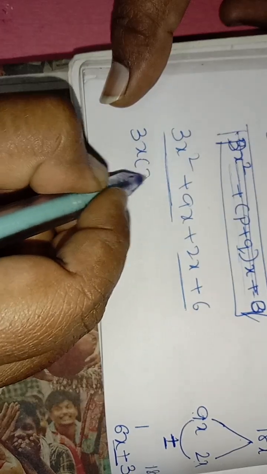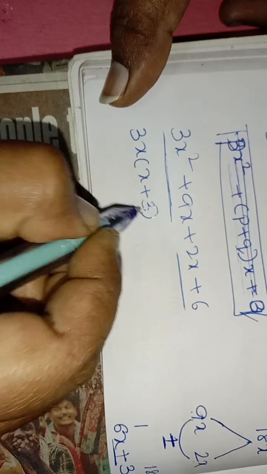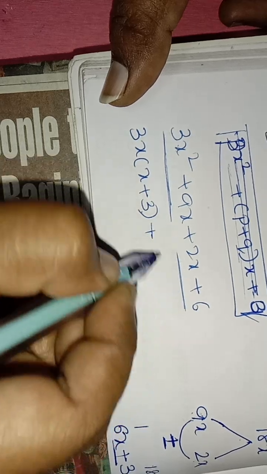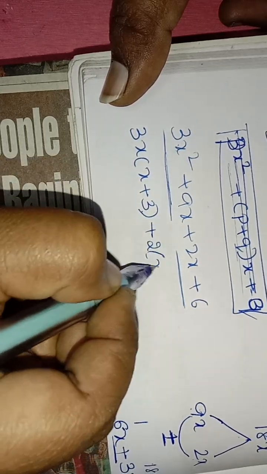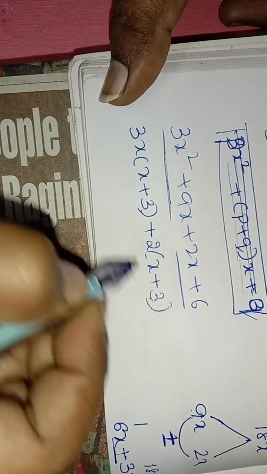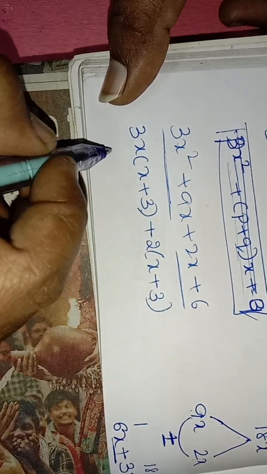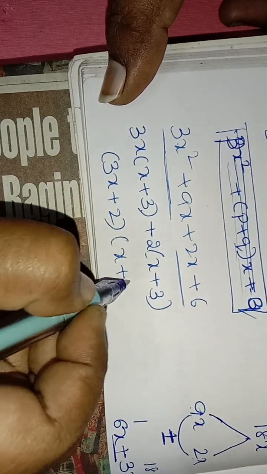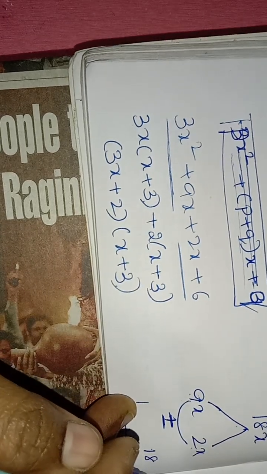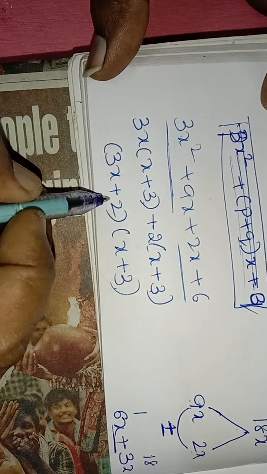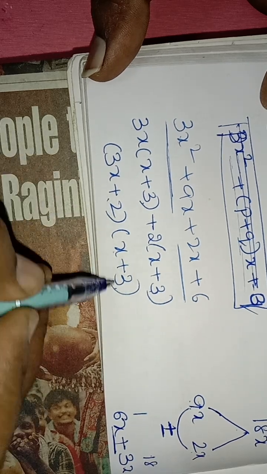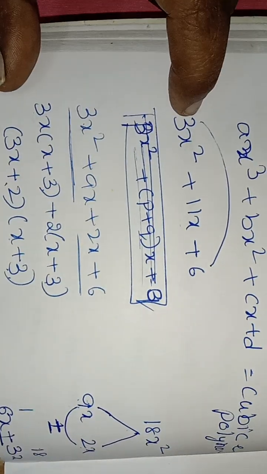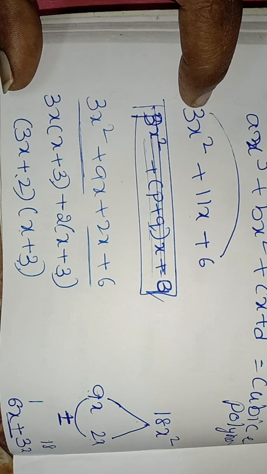3x into x plus 3: 3x into x is 3x square, 3x into 3 is 9x. Here I am taking 2 as common, x plus 3. Now you write these two terms in the form 3x plus 2 and x plus 3. So the factors of this equation are 3x plus 2 and x plus 3. If you multiply these two, you will get this equation.